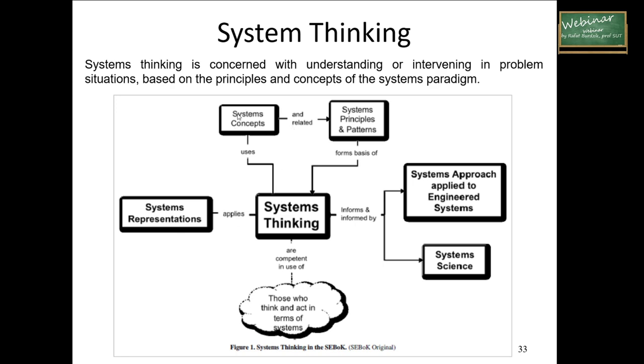First is systems concepts. Then the system principles and patterns, because if there is some methodology which can be used, it should be used. You should also think about the components in use of those who think and act in terms of systems, and you should think about the possible applications according to the systems representation. If there are some similarities, you can find out about this, and about the systems approach applied to engineered systems and systems science. So it is all which represents the systems way of thinking.